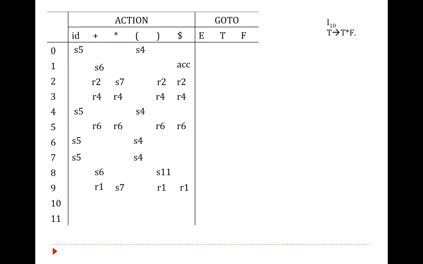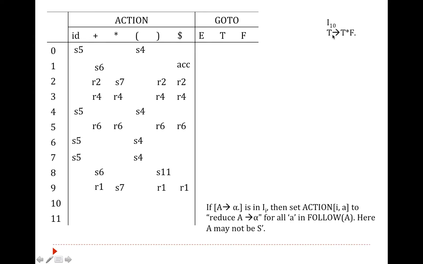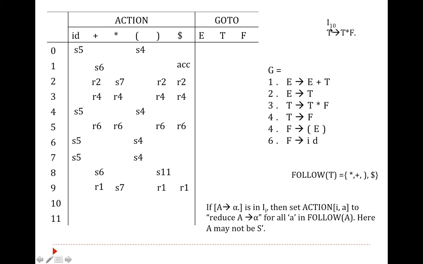Then further it is I10, which is again following the rule A gives alpha dot. Hence we find follow of T, and follow of T has these 4. So this T gives T star F, which is rule number 3. So R3 needs to be added in these 4 columns. For the 10th row and for these 4 columns, plus, star, closing and dollar, we have added reduce by rule number 3, and we have considered these 4 because these are in follow of T.